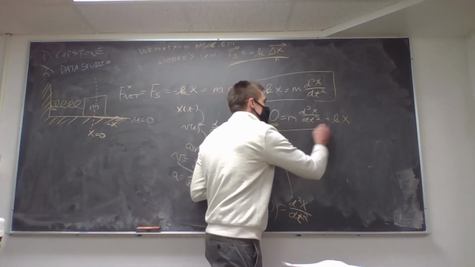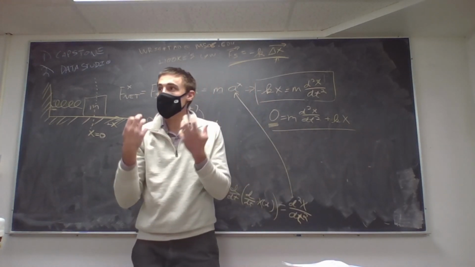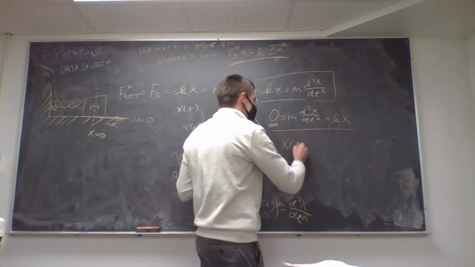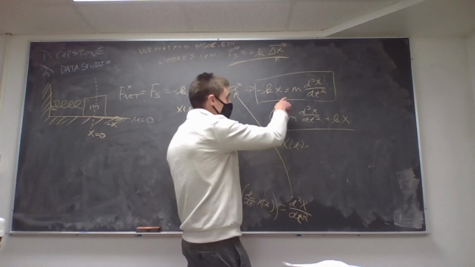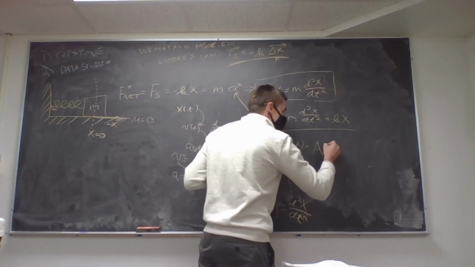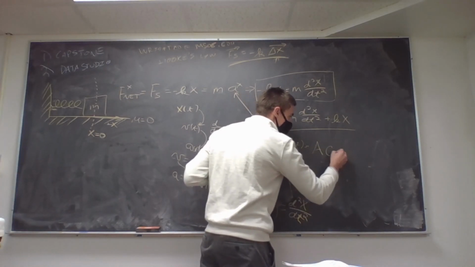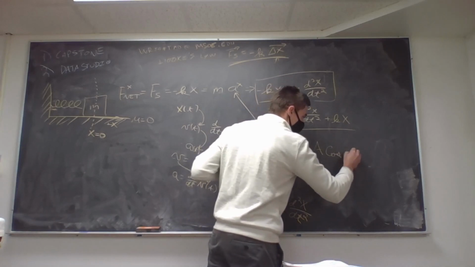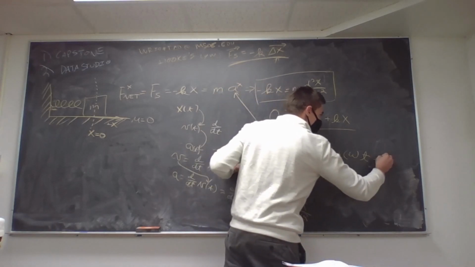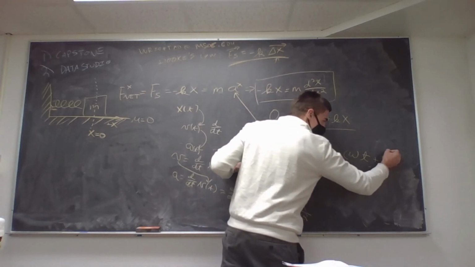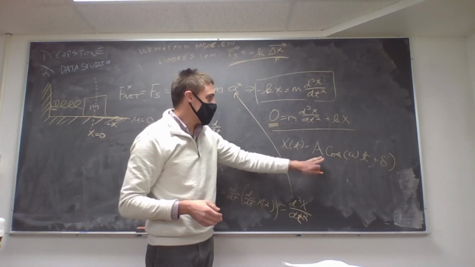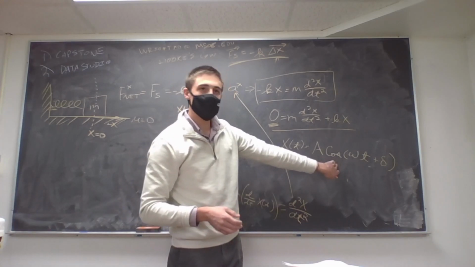All linear second-order homogeneous differential equations have a solution of exactly the same form. Okay, and it looks something like this. The position as a function of time that satisfies this equation is going to be equal to some constant A times some kind of trig function, you could pick sine or cosine, of omega times t, plus some kind of phase angle delta. Okay?